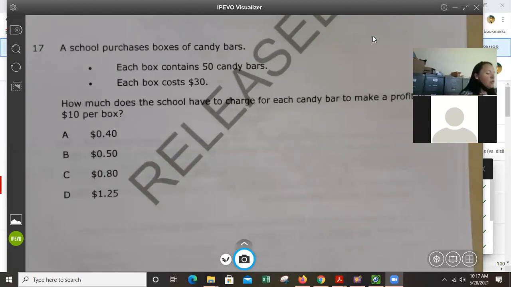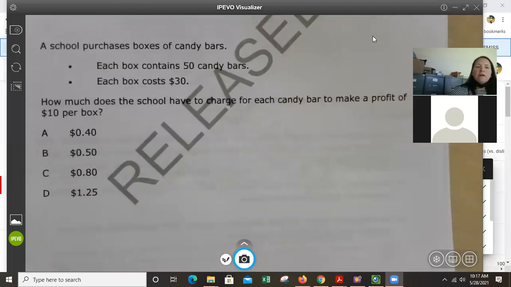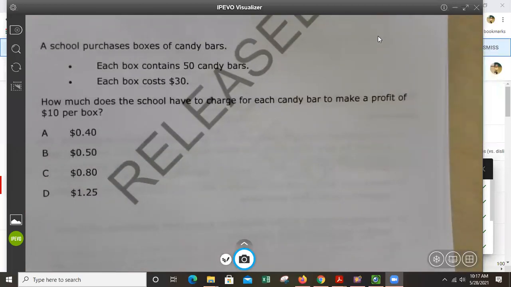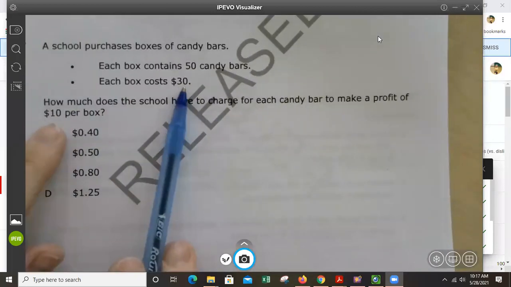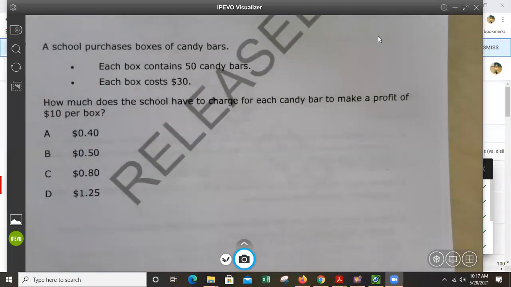All right, so it says a school purchases a box of candy bars. Each box contains 50 candy bars and each box costs $30. It asks, how much does a school have to charge for each candy bar to make a profit of $10 a box? So if the school makes a profit of $10 a box, how much total money would they have to have? The box costs the school $30. They want to make $10 profit. So how much total money would that be?